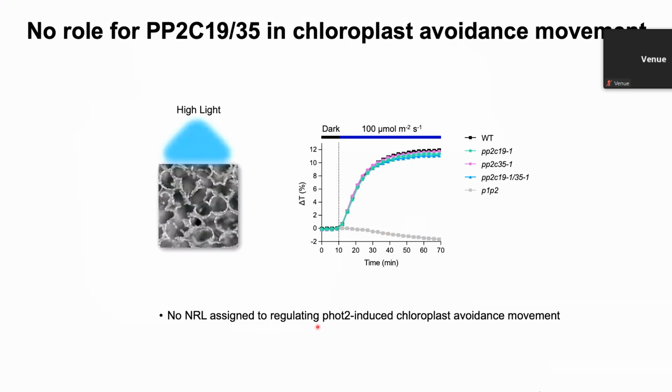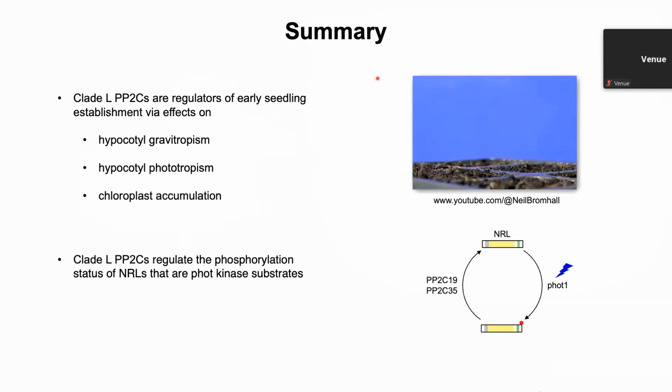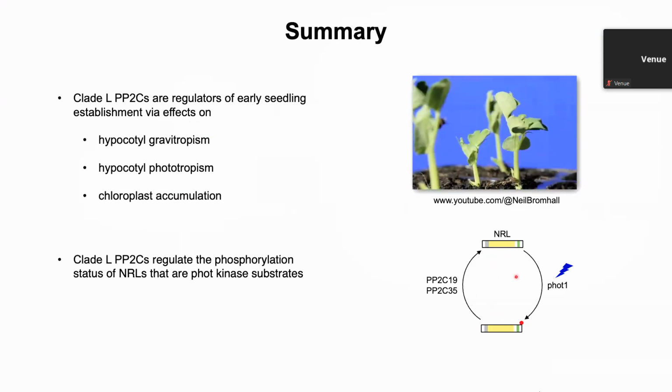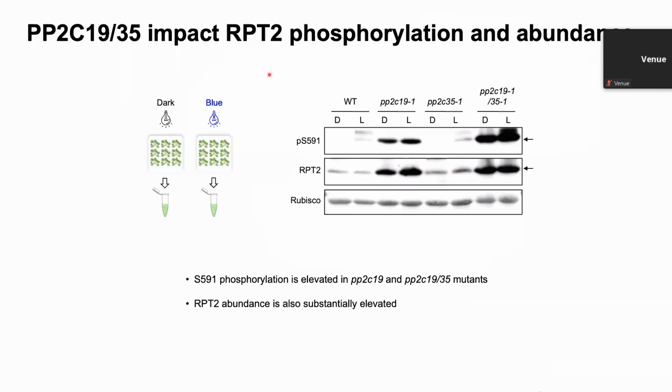And to date, there's no NRL protein that's been associated with the chloroplast avoidance movement response. So just to summarize, we've got this clade L family of PP2Cs that appears to be regulators of early seedling establishment. This is via the effects on hypocotyl gravitropism, hypocotyl phototropism, and chloroplast accumulation. They seem to be doing this by altering the phosphorylation of specific NRL proteins that are involved in phototropin signaling. We've also looked at other family members. RPT2 is another member that I've mentioned. Essentially, we see impacts on phosphorylation in the PP2C 35 double mutant. We also see large impacts on abundance as well. So these PP2Cs are also affecting other NRL members.